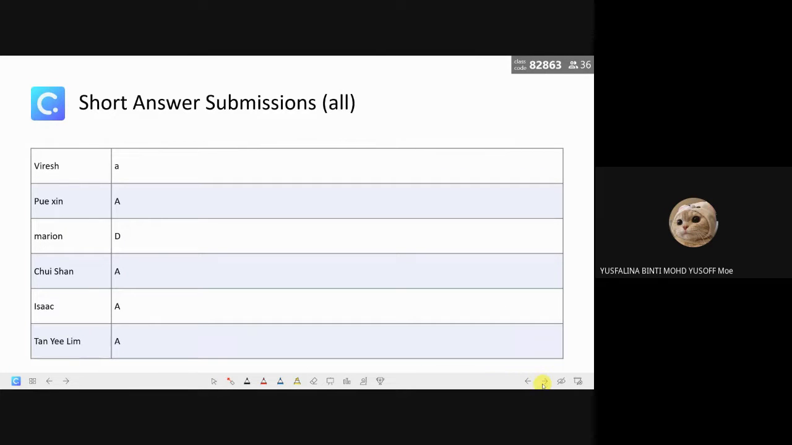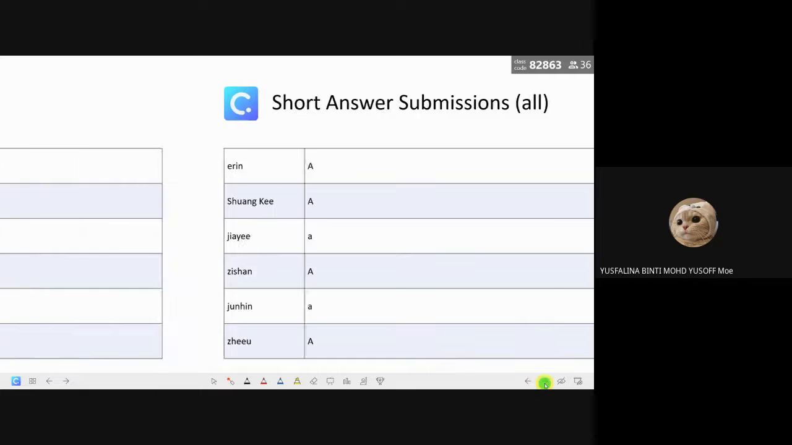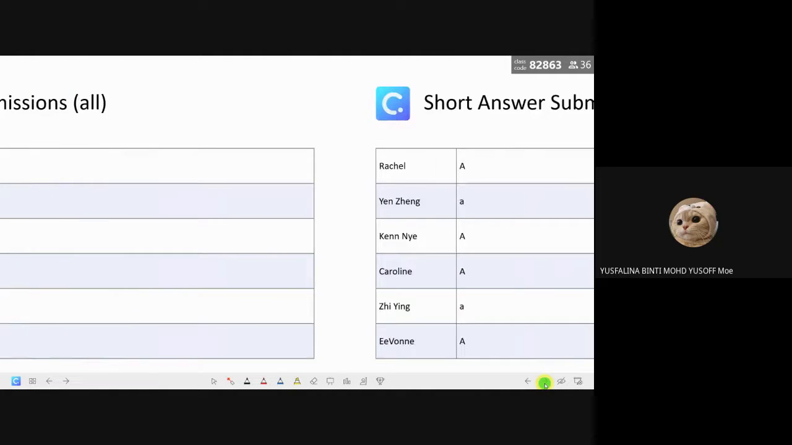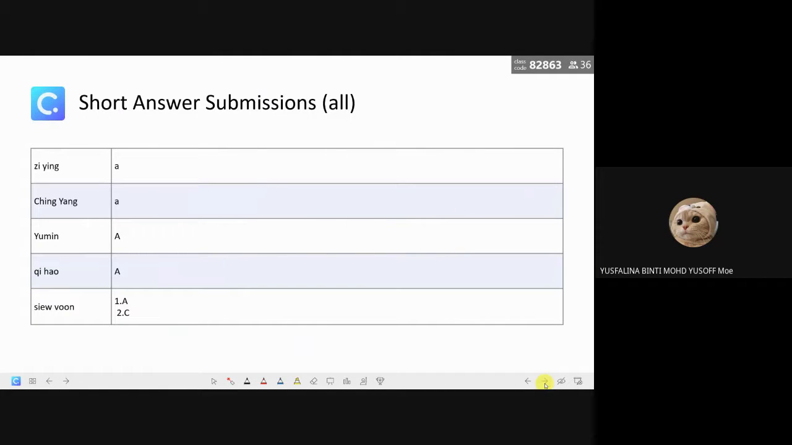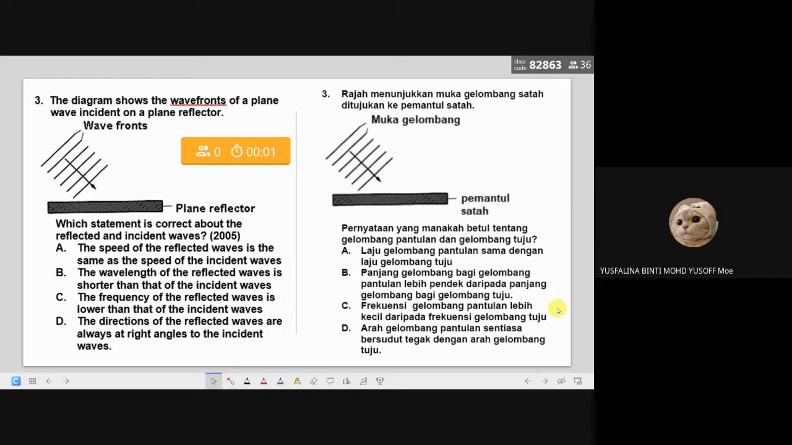So let's check the answer. Right, good, A. Marian, why did you answer D? Why D? Okay, very good. I typed the wrong answer. Okay, so actually you wanted to answer A, but you typed D. Is it? Oh, okay.